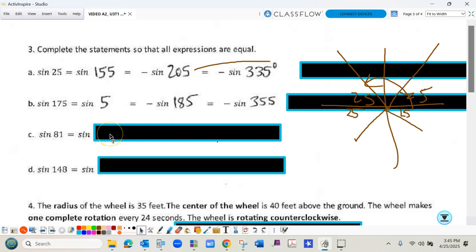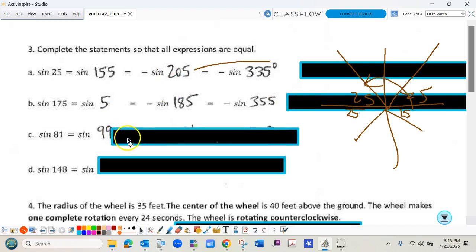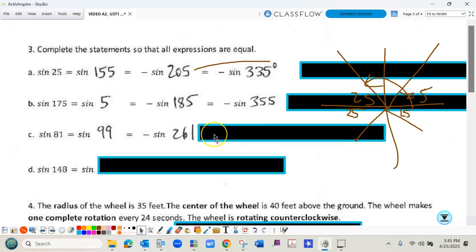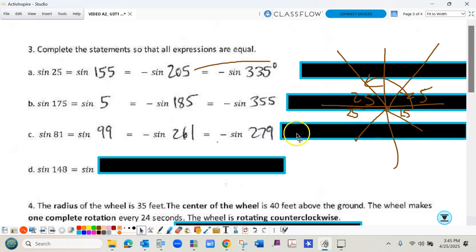81 is again in quadrant 1. If it's in quadrant 2, the rotational angle with the same sign is 99. When I put a negative in front, it's going to be 81 plus 180, which is 261. The negative in front ensures that these signs all have the same decimal answer in the calculator. If I then reflect over to quadrant 4 with a negative in front and a reference angle of 81, the rotational angle would be 279.